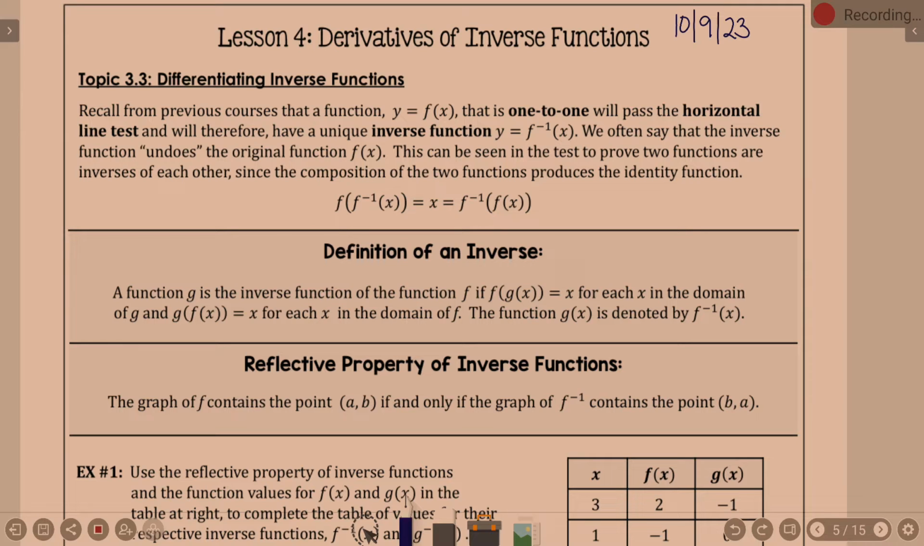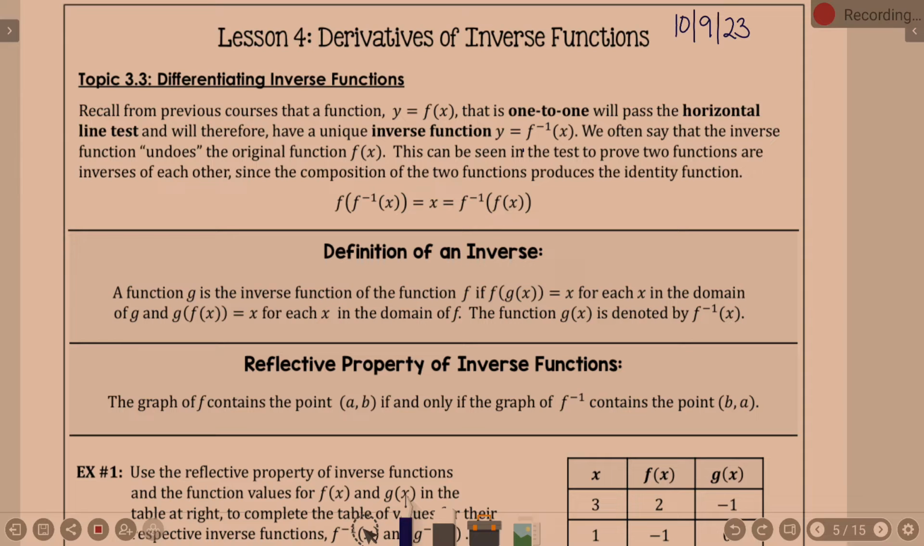We did this last year in pre-calc, because my kids just tested on it. If it passes the vertical line test, it's a function. If it passes the horizontal line test, it has an inverse. And if it's both of those, it's what we call 1 to 1. Now, we're going to talk about inverse functions, commonly written as f inverse of x.